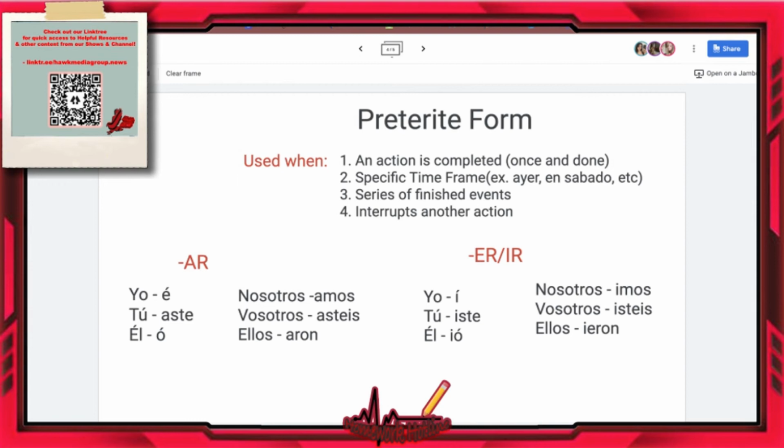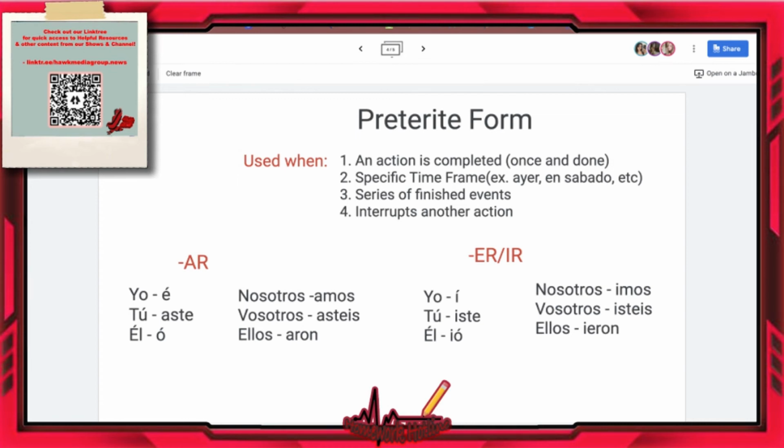Yes, you need to have a specific time frame for preterite form. For example, you may say you did it yesterday or you did it on Saturday. These are specific days and specific times. You can't use this when you're talking about, like, "Oh yeah, I do this every summer" or "I do this every day," because that's not specific enough to be using preterite.